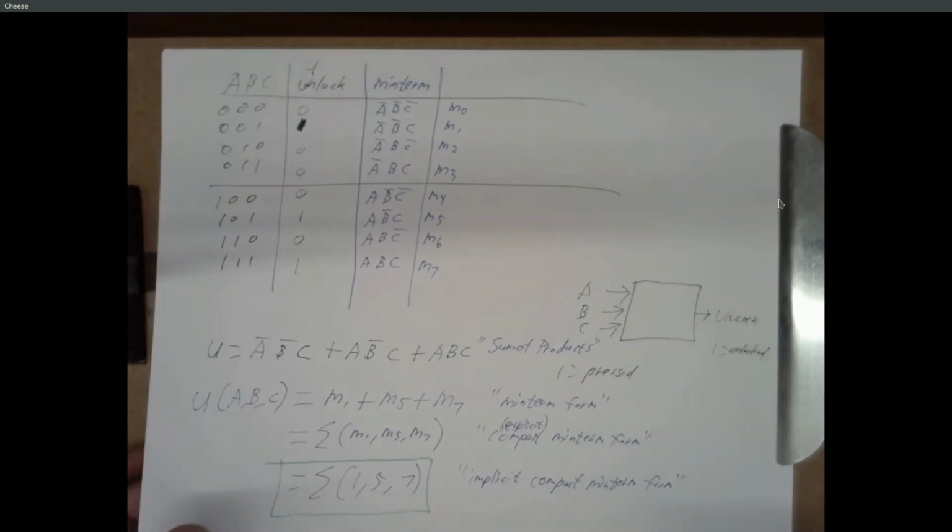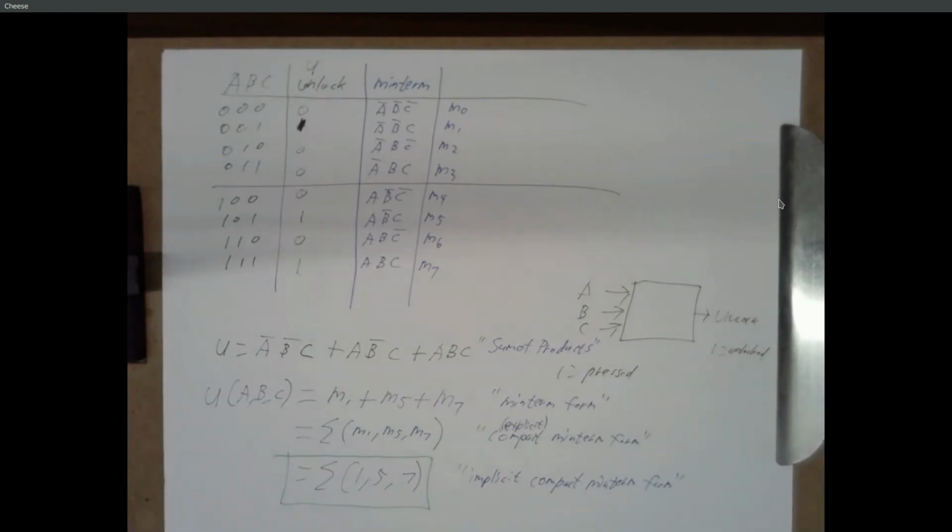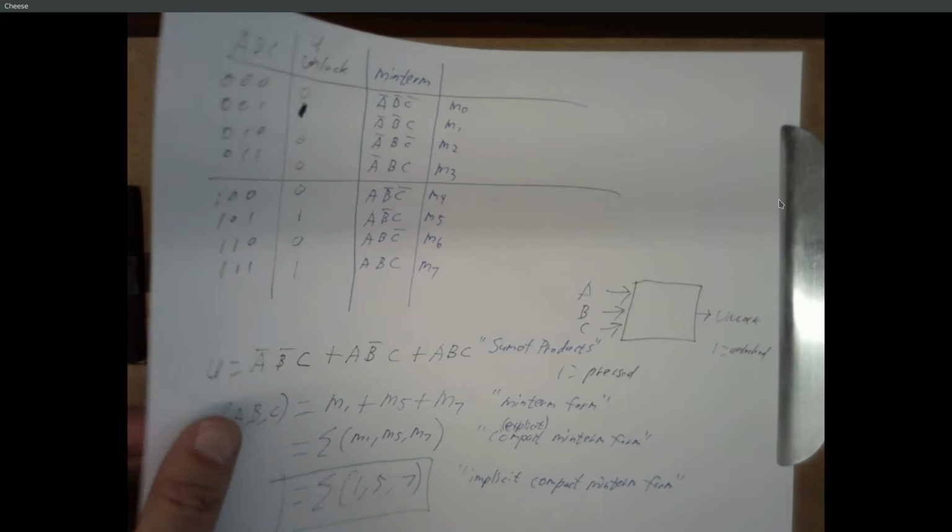Okay, well, there's something else we can do in truth tables. We can also introduce what's called a don't care.